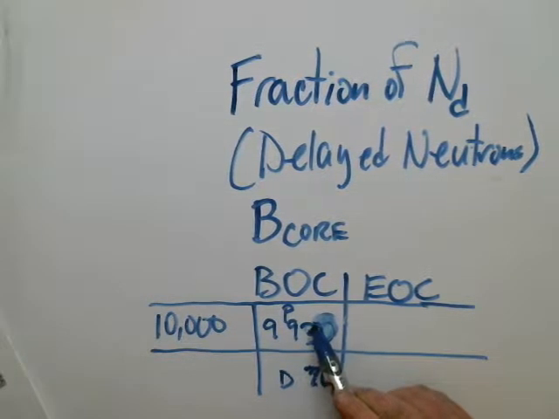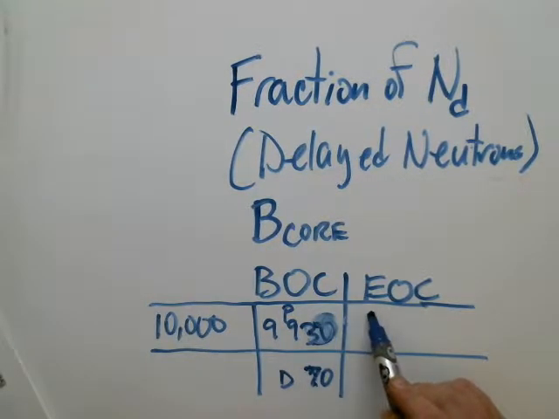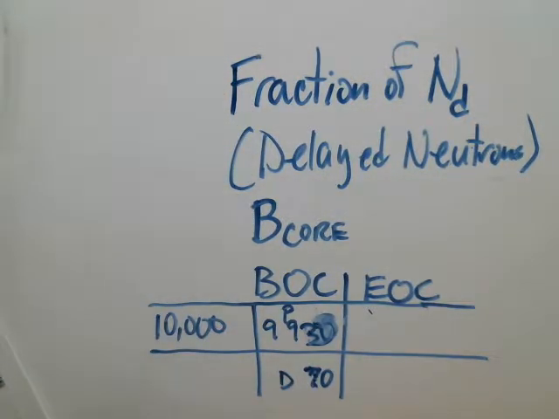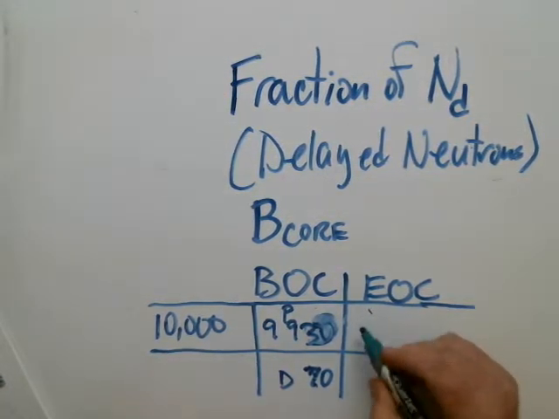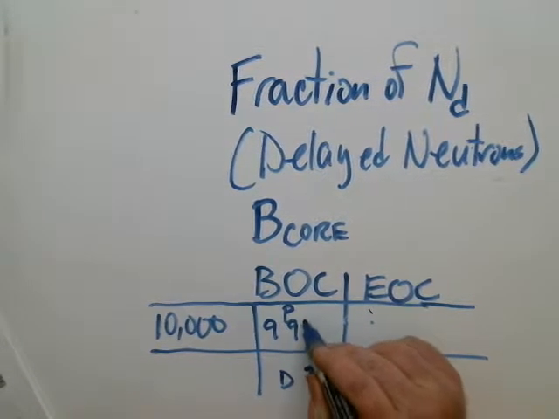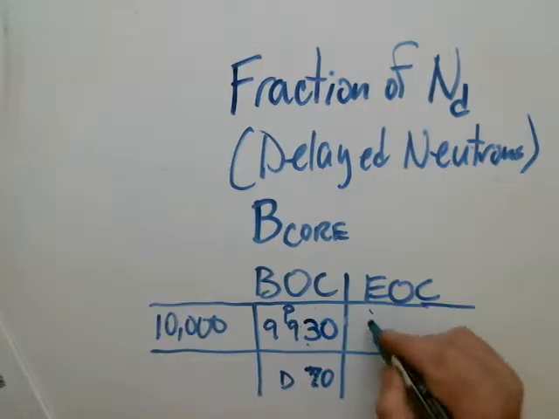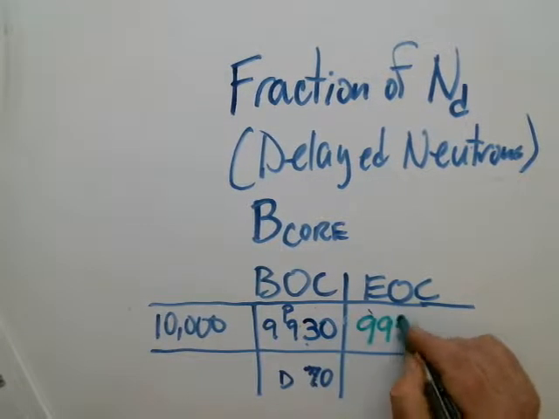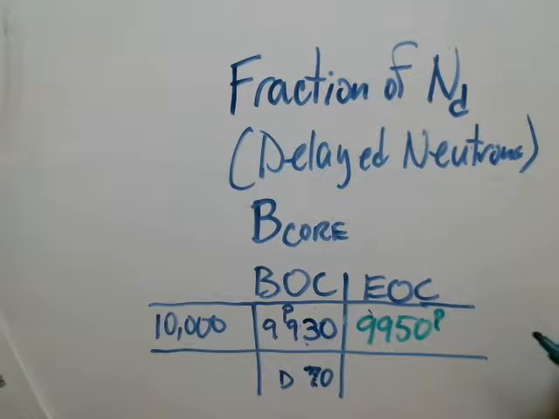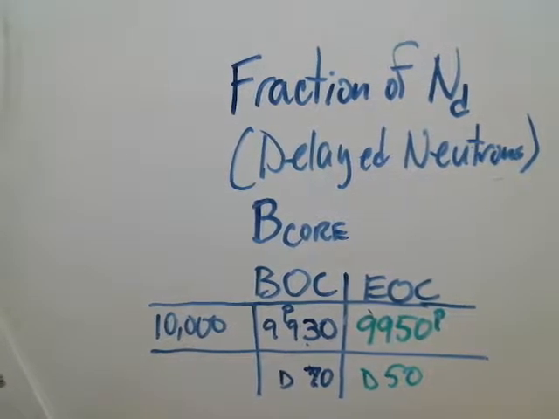Another thing, this shifts over core life. From the beginning of core life to the end of core life, if I was to reach in at the end of core life and get a representative sample, well, I'd have more prompt neutrons. That's a 30, by the way. Let me make that a little better. At the end of core life, I would have 9,950 prompt neutrons. And the delayed now would only be 50 neutrons.